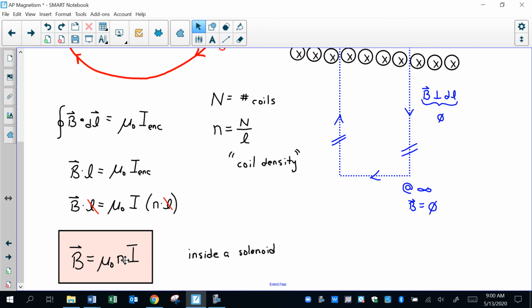I just need to know how tightly wound it is: 30 coils per meter, 80 coils per meter, whatever. And then the current going through that wire, because I know the current at each of these is going to be the exact same because it's the same wire. So we use the Bunny equation to find the magnetic field inside a solenoid.